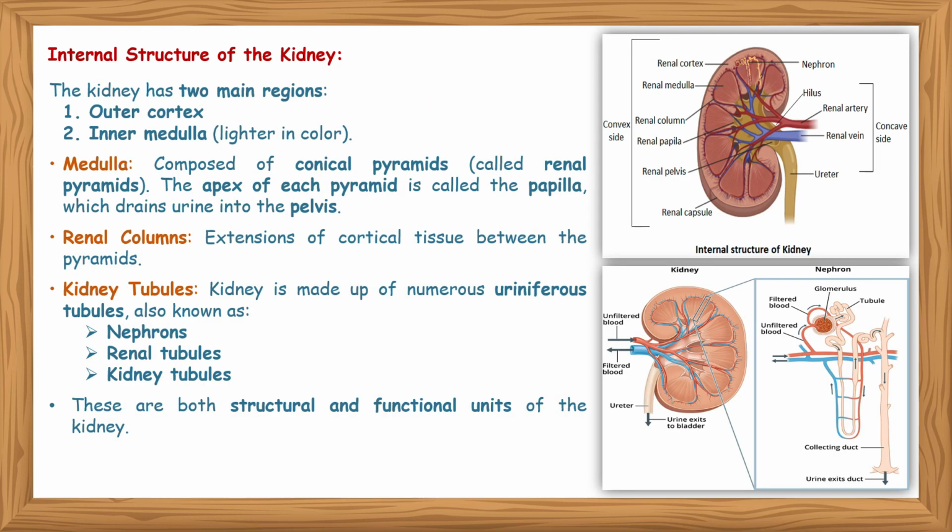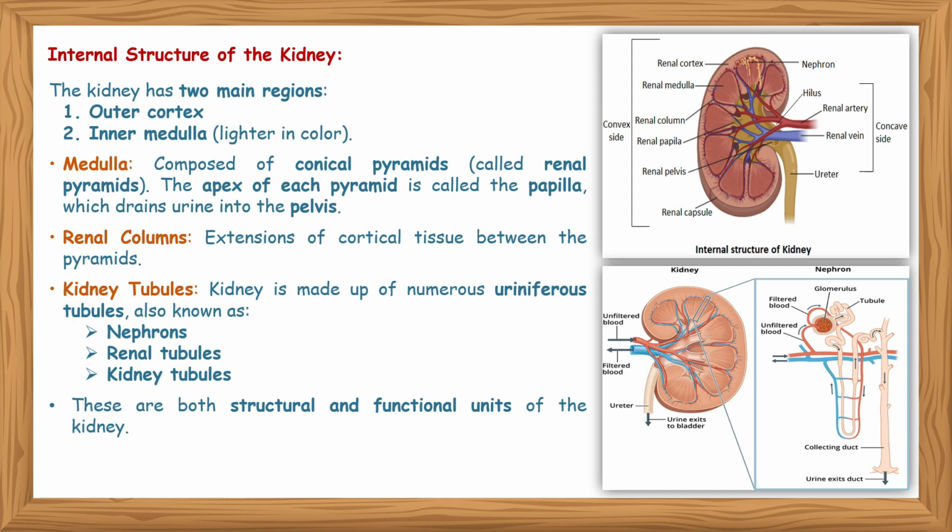Internal structure of the kidney. The kidney has two main regions, the outer cortex and inner medulla. The outer cortex is deep brownish in color and the inner medulla is lighter pinkish in color. The medulla is composed basically of conical pyramids, which are also known as renal pyramids. The apex of each pyramid is called the papilla, which drains urine into the pelvis. Now you should know what a renal column is. These are the extensions of cortical tissue between the pyramids.